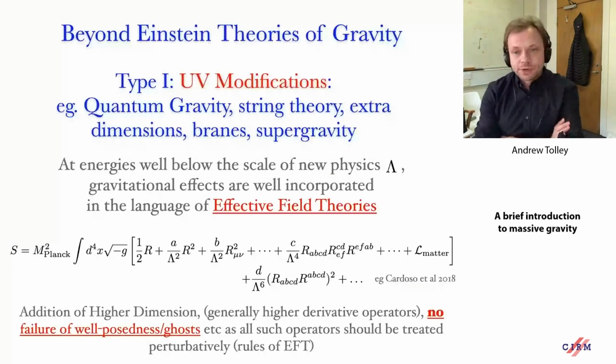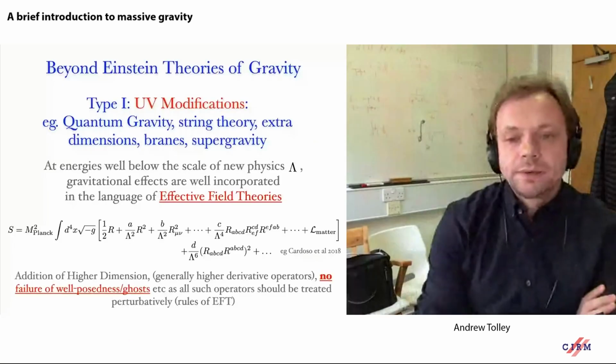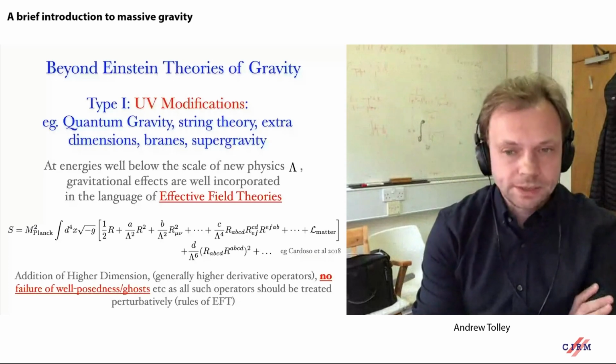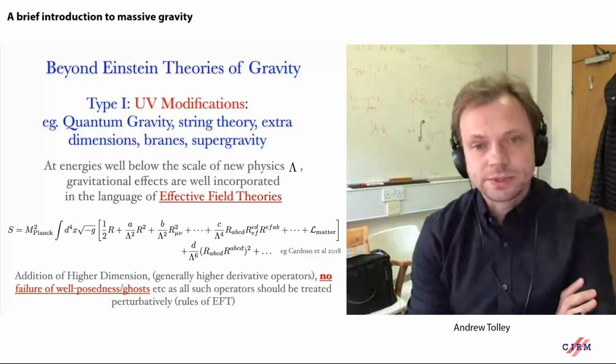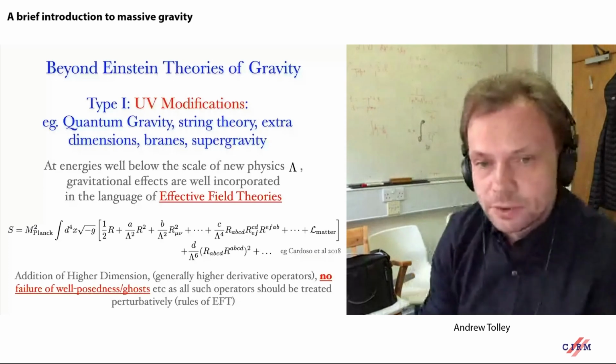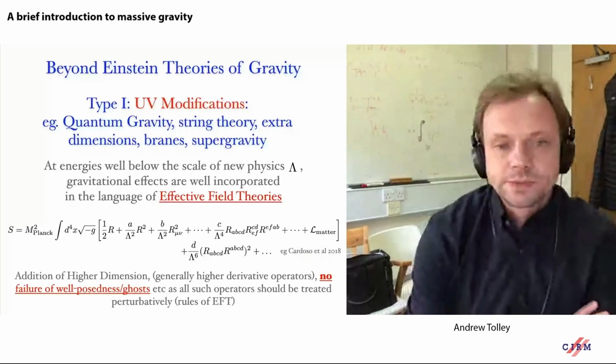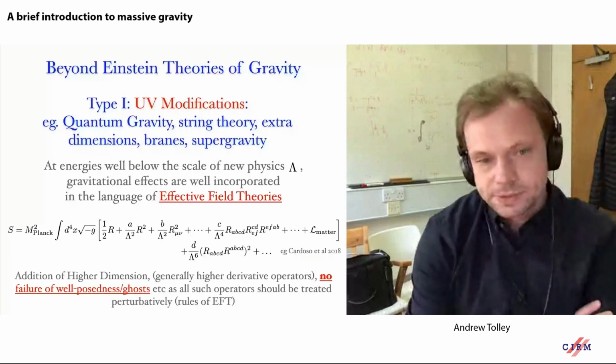You may have some grand unified theory where new physics comes in below that, or string theory where physics comes in at the string scale, or you may have large extra dimensions or even small extra dimensions where you expect new physics to come in at the scale of the Kaluza-Klein modes. All those examples are what we call UV modifications in modern language. So they modify high energy physics, but not the low energy physics.